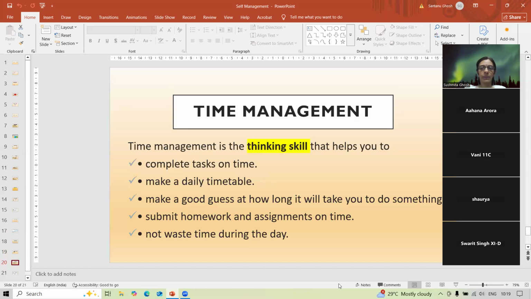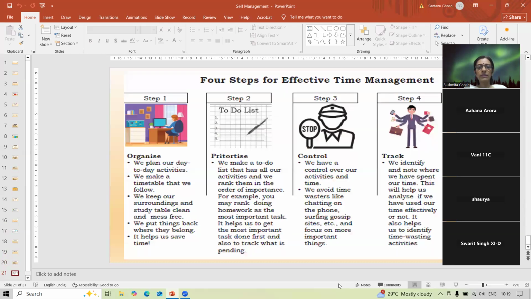And that's only possible when you manage your time well, right? Managing time is organizing, prioritizing, controlling, and tracking. If we do this perfectly, we are on track in life.